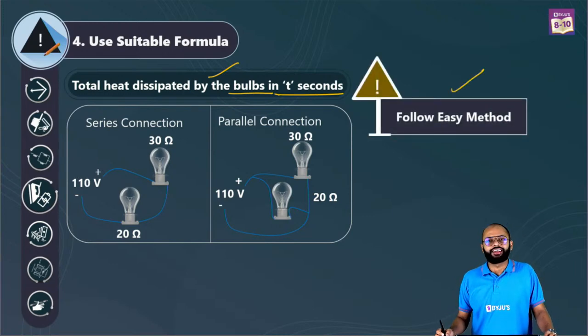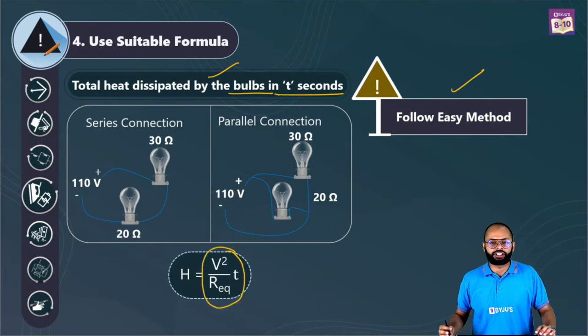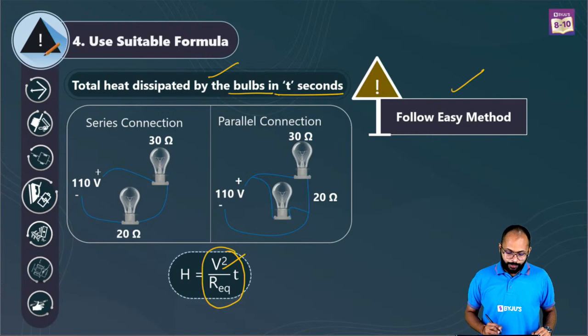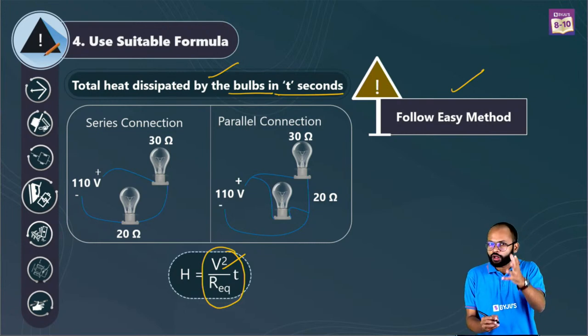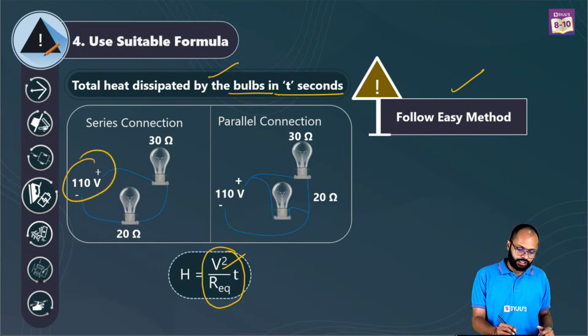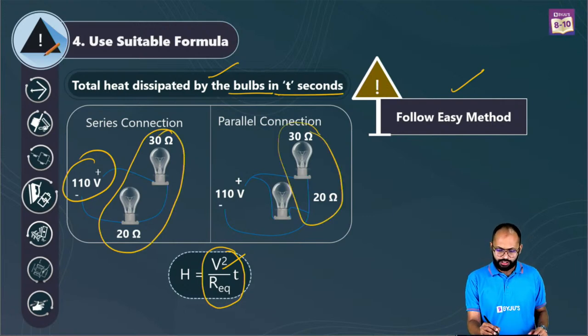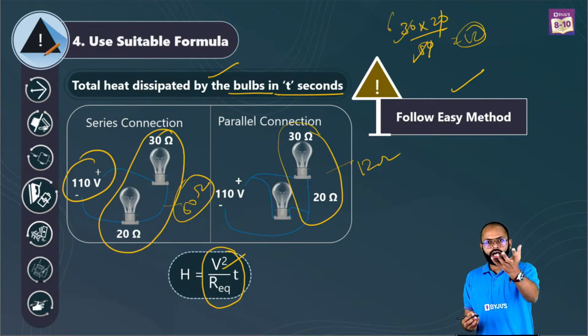Follow the easy method. You can use V square upon R equivalent in both. So Yogi, you are right, both of them will give you the answer. But why am I saying V square upon R? Because now heat is being asked for the overall circuit. In the overall circuit, what is constant? The voltage is constant. This is 50 ohms. This is 30 into 20 upon 30 plus 20, which is 50, so this is 12 ohms. So you got 12 ohms here and 50 ohms here. V is given, R equivalent is given. Find the heat: V square upon R.